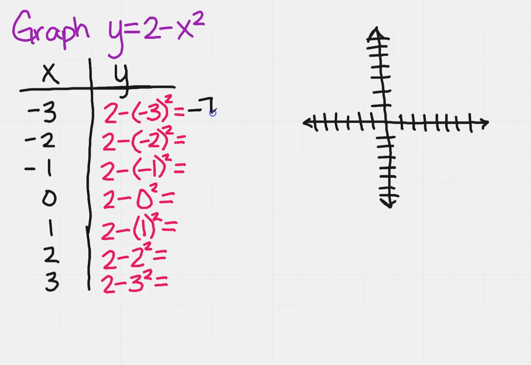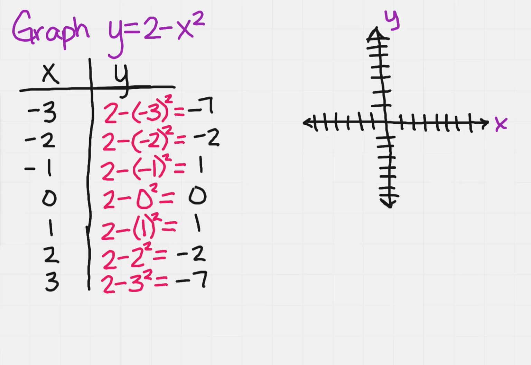And so we're going to get negative 7, and we're going to get negative 2, and then 2 minus 1 is 1, and 2 minus 0 is 2, and then we're going to get negative 2, and negative 7. So now what you need to do is you're going to plot these points. And if you remember, x is horizontal and y is vertical.